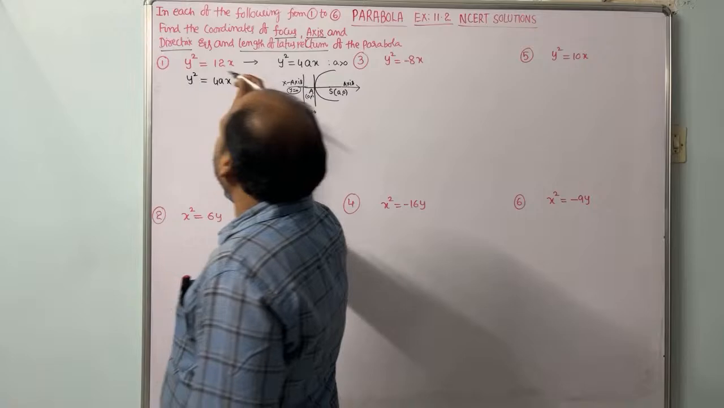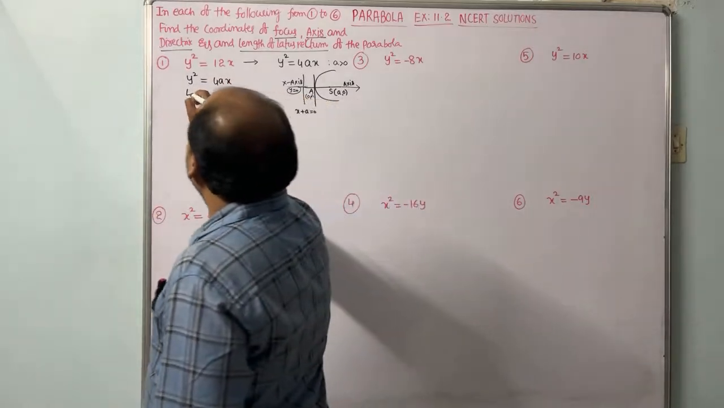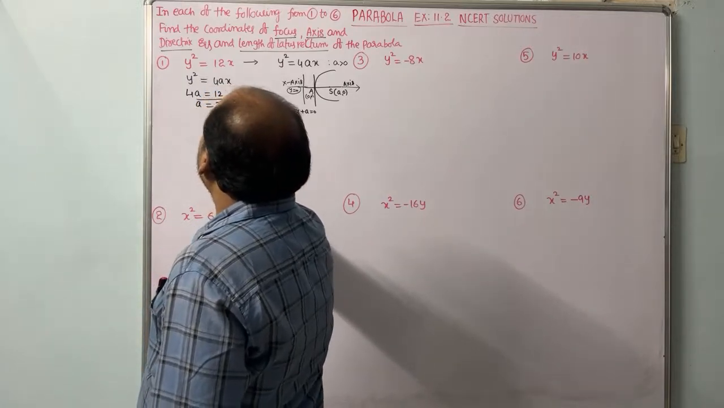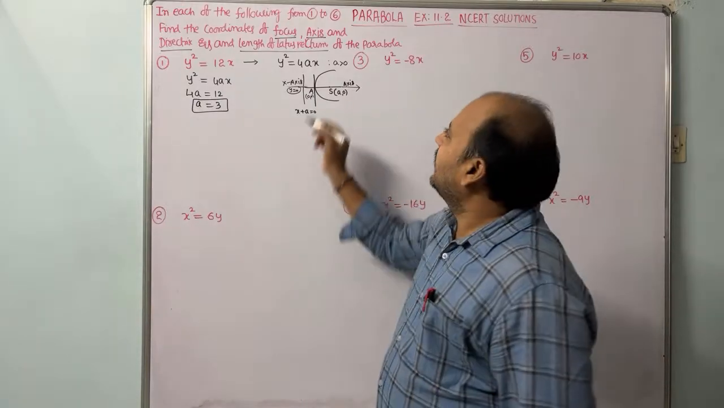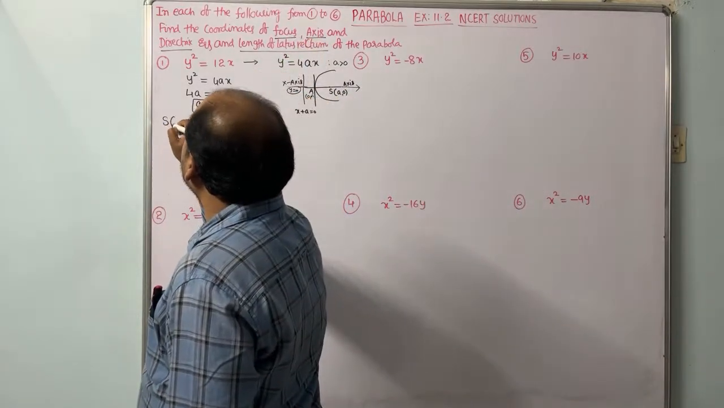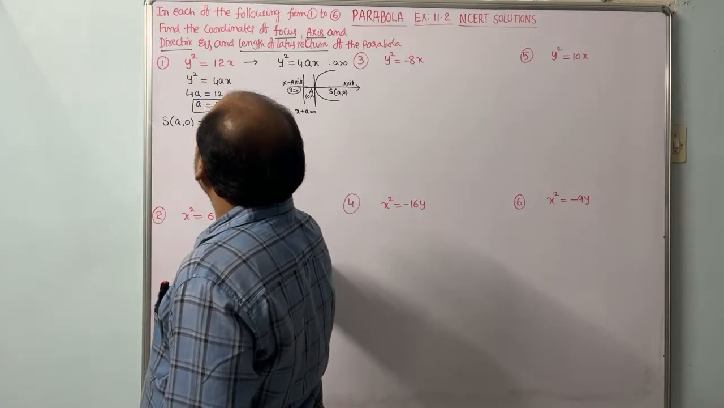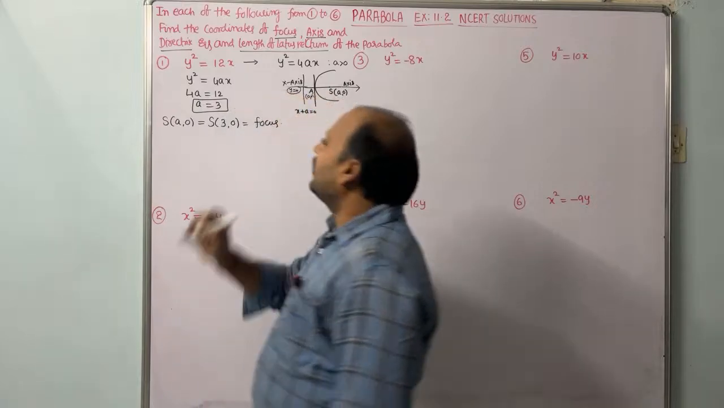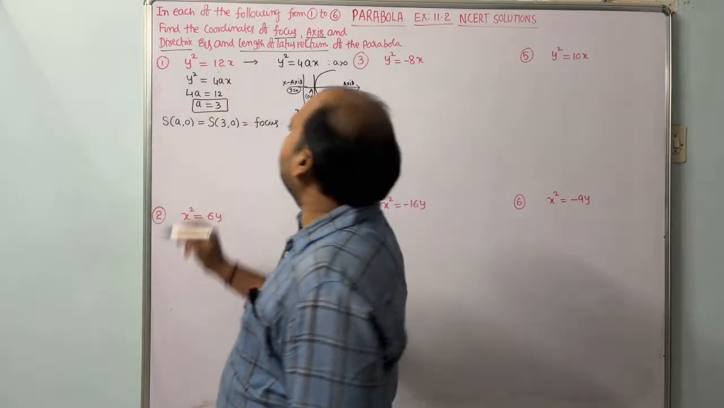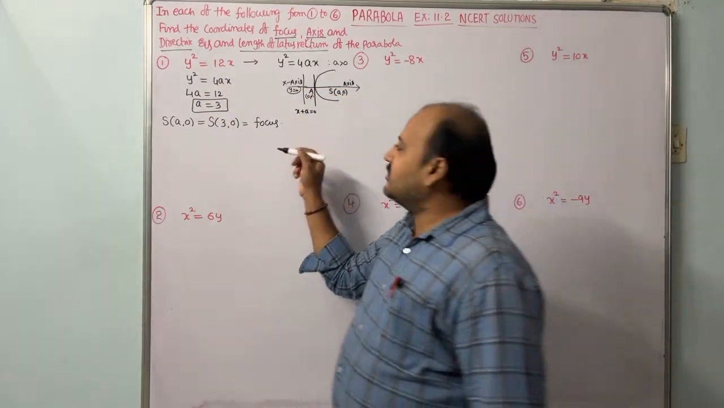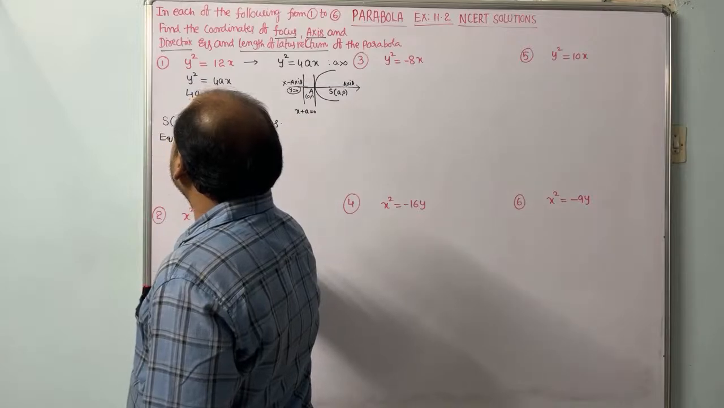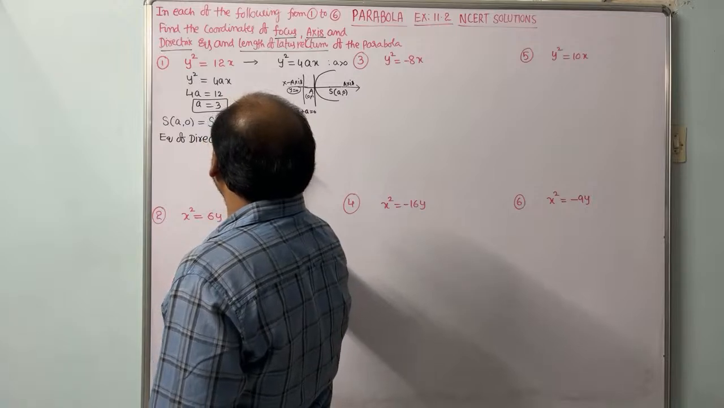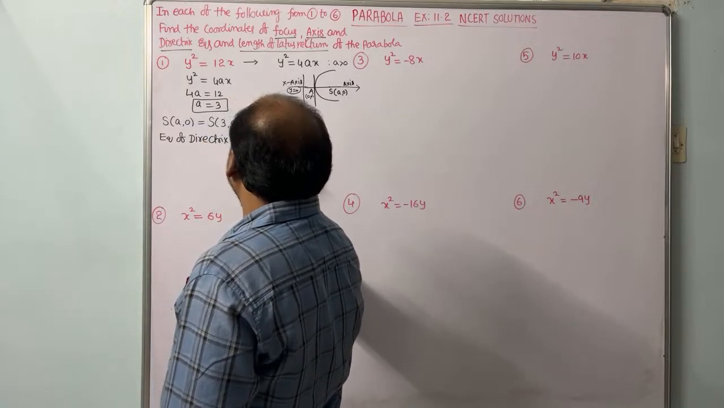Compare the given equation with y square is equal to 4ax. 4a is equal to 12, so a is equal to 3. After getting the value of a, the coordinates of the focus are S of a comma 0, that is S of 3 comma 0. That is the focus. Next, the equation of directrix is x plus a equal to 0, that is x plus 3 equal to 0.